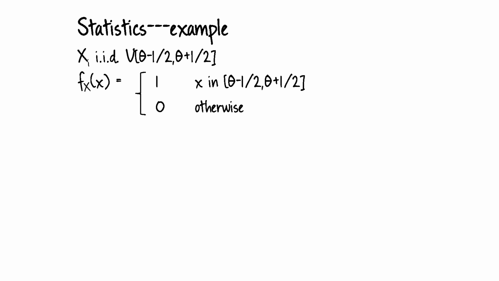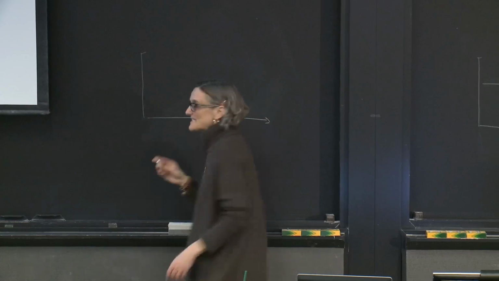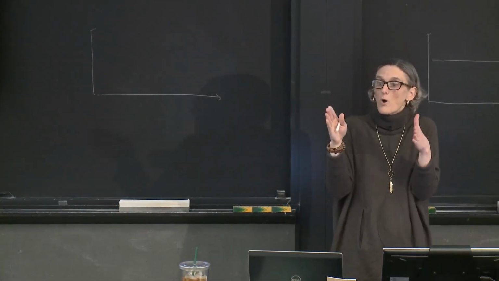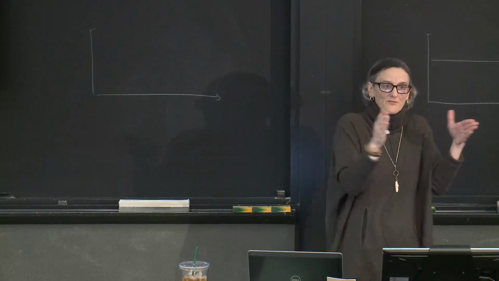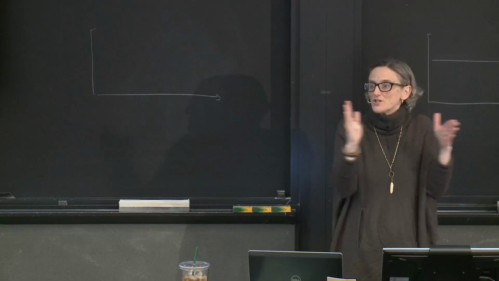Okay, second example. Let X sub i be IID uniform from theta minus 1/2 to theta plus 1/2. So here we again have a uniform distribution. It's not the length of the interval that's unknown. We know that the interval is length 1. It's just the location of the interval that's unknown. So the parameter theta is determining the location of this interval.